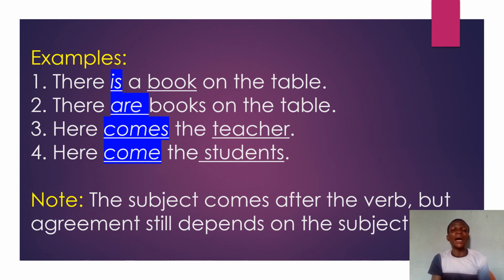Example 2. There are books. You can see these books here, which is the real subject. Books, not just one book. That's why it attracts the plural verb: there are books on the table.